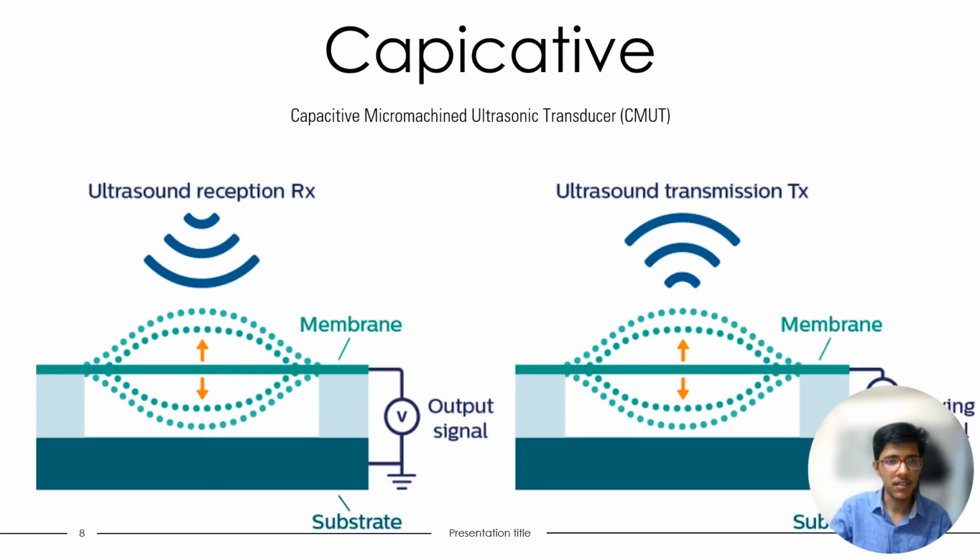So the third one is capacitive. Here we see a micro-machined capacitive ultrasonic transducer. The basic element of a CMUT array is a parallel plate capacitor. One plate is fixed and the other plate is supported by a flexible membrane. In receiving mode, an ultrasonic wave causes membrane vibration and a change of capacitance which is detected. And in transmitting mode, an alternating voltage is applied between the membrane and the substrate plate. The resulting electrostatic forces cause vibration of the membrane, sending out ultrasonic sound waves at the frequency of modulation.